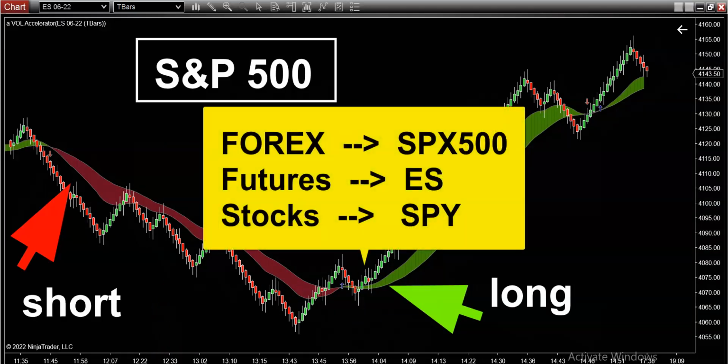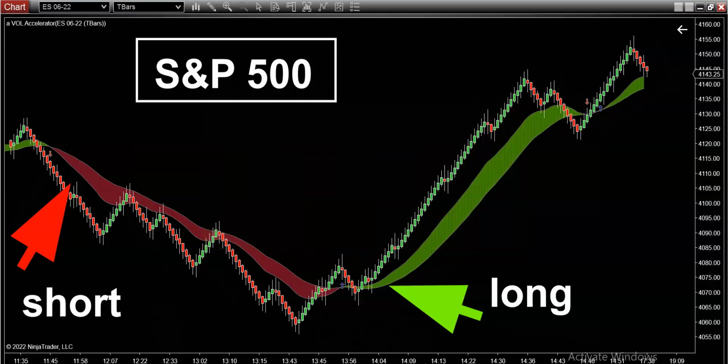You know, this is the global benchmark. If you trade FOREX, your symbol is SPX 500. If you trade futures, your symbol is ES. And of course, all you stock and options traders, your symbol is SPY, what they call the SPY.